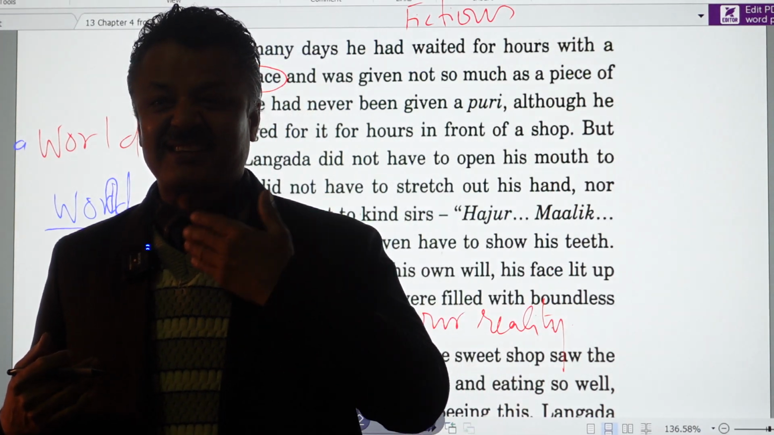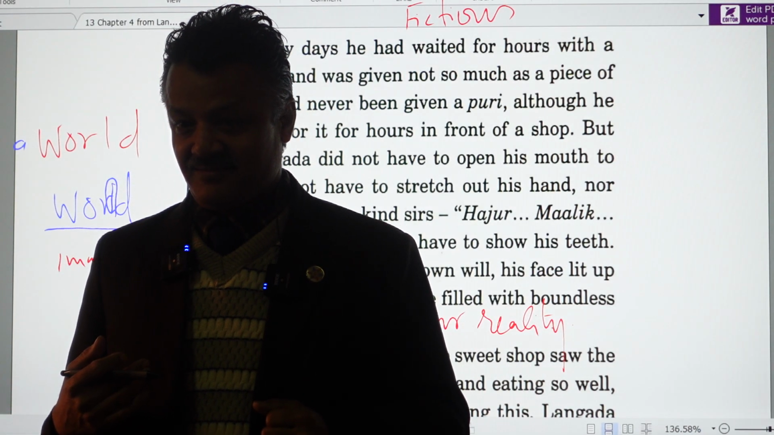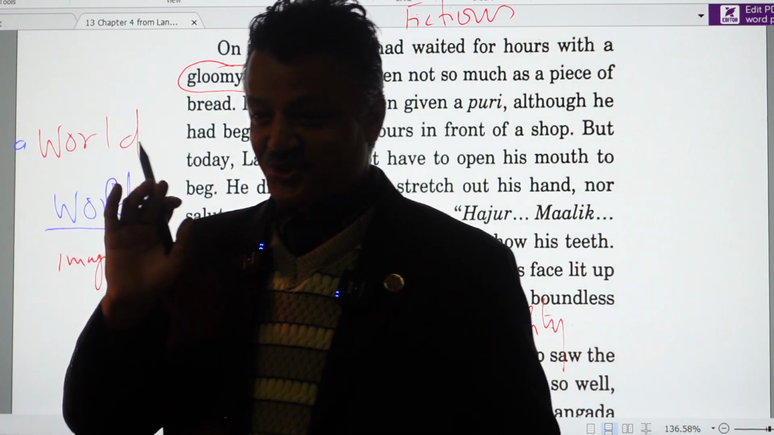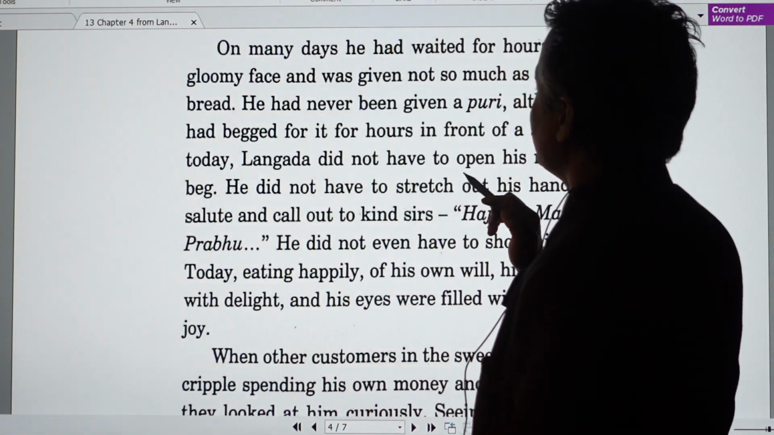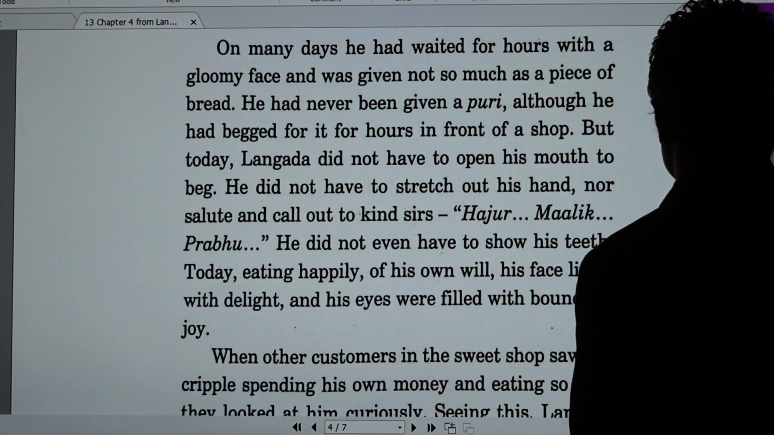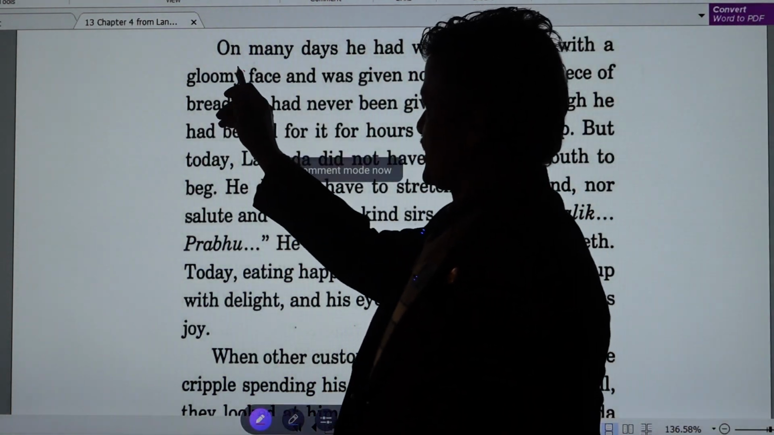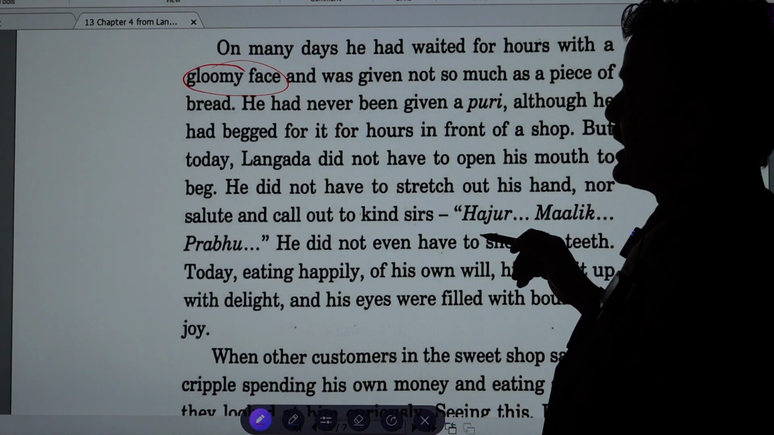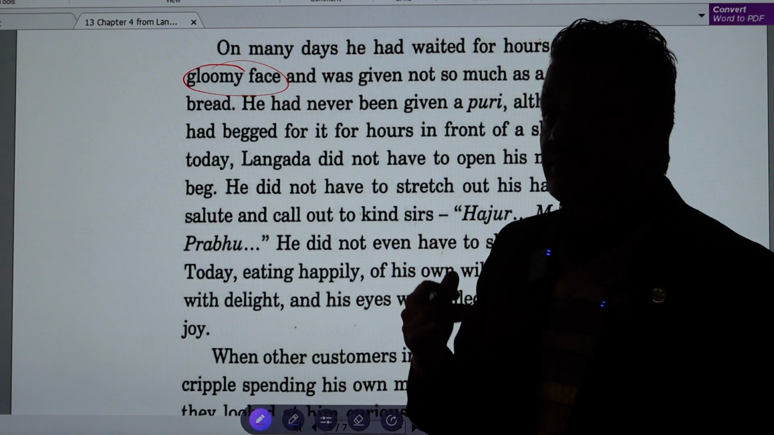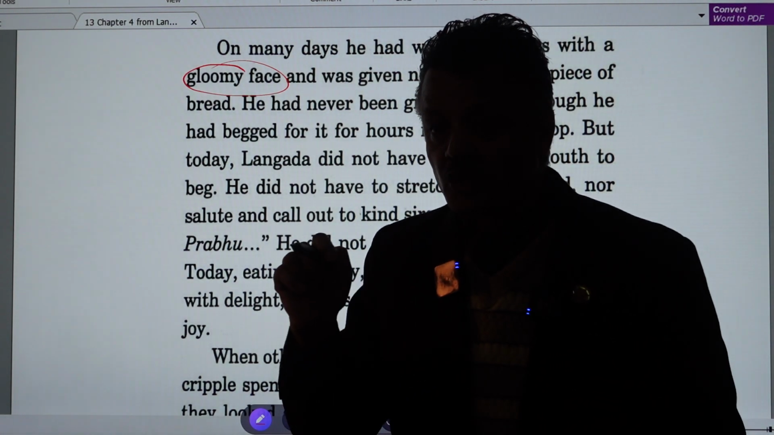We are killing humanity in the name of money. Please do something to save it. Read literature. Gloomy face. I was saying imagery, right? Images. Gloomy face. And was given not so much as a piece of bread. Why was he not given a piece of bread? Because he had no money.